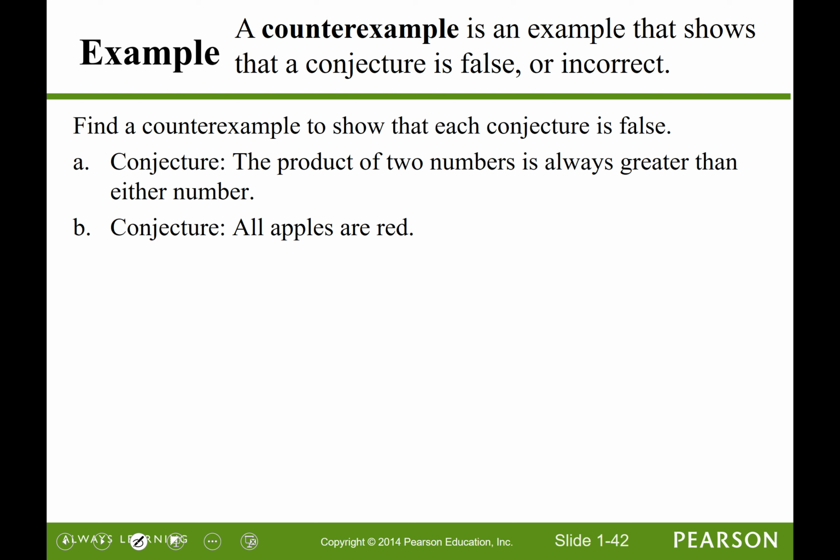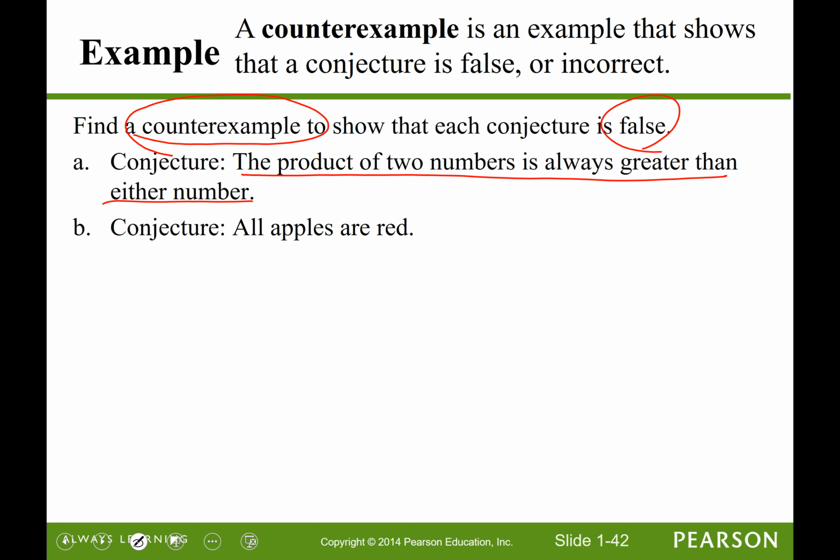A counterexample is a specific example that shows that a conjecture is false or incorrect. You can find a counterexample to show that each conjecture is false. So part A, the conjecture is that the product of two numbers is always greater than either number. And here we have another conjecture that says all apples are red. What we're being asked to do is find a counterexample that shows that this is false.